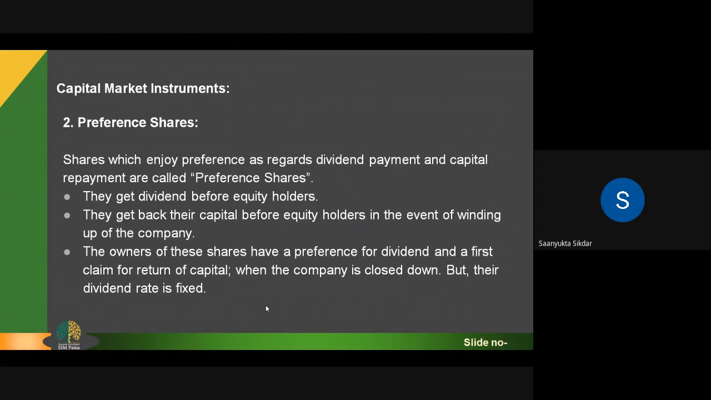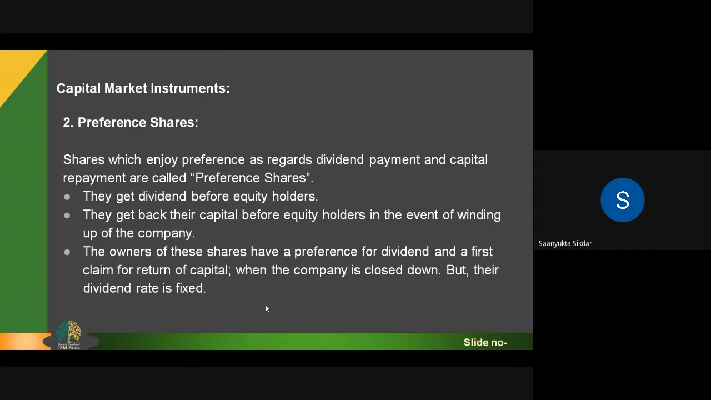Now let us have a look at another type of share, that is the preference shares. Why has the term preference come? Preference is given to these shareholders at the time of paying the dividend. That's why these shares are termed as preference shares. Shares which enjoy preference as regards the dividend payment and capital repayment are termed as preference shares.